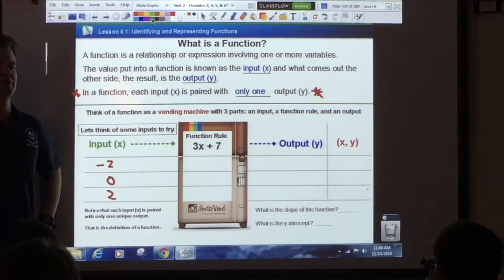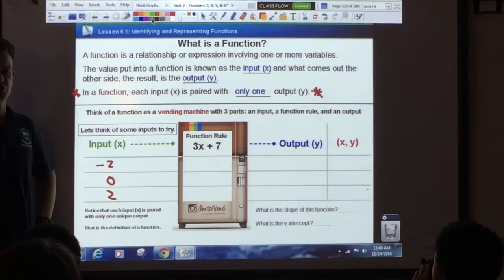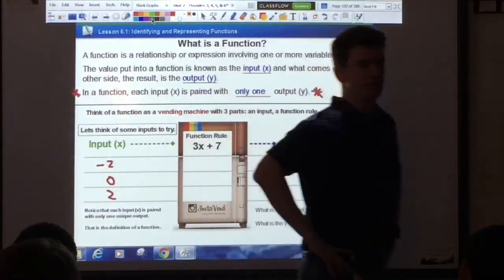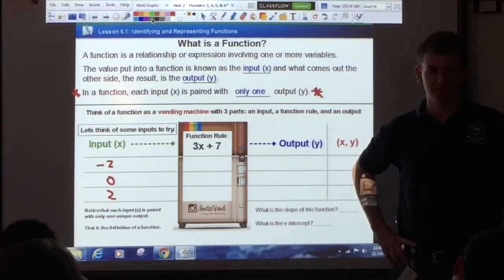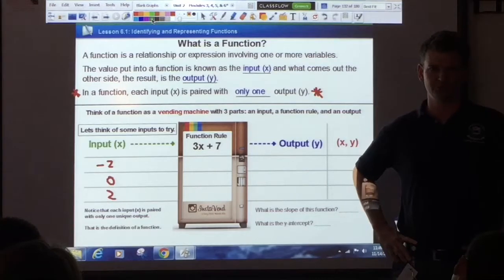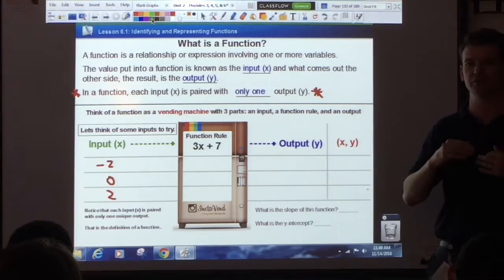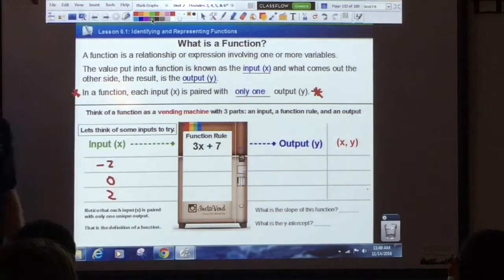Usually your inputs will be predetermined for you. If you are ever asked to select your own inputs, make sure you take a look at the situation. If we're talking about the real world, like you going to work and earning money, let's say the function represented how much money you make. You wouldn't work -6 hours, would you? No, you could work 1 hour, 2 hours, 3 hours, 4 hours, depends. So make sure you select inputs that are appropriate for the situation.